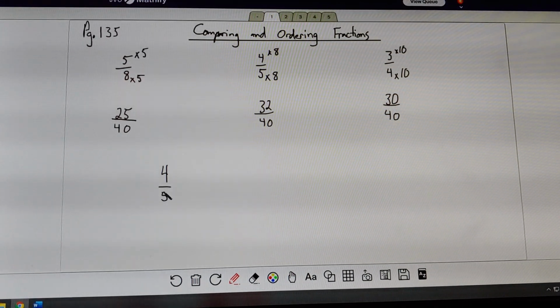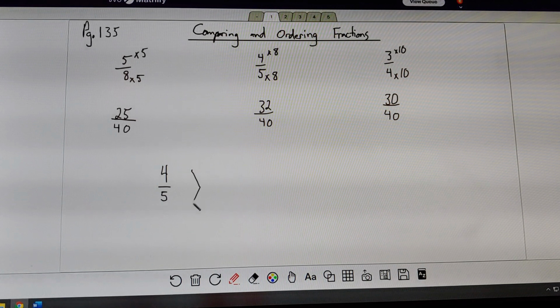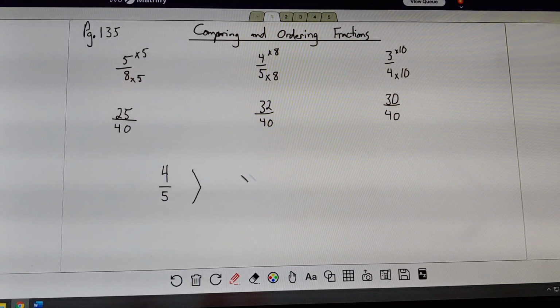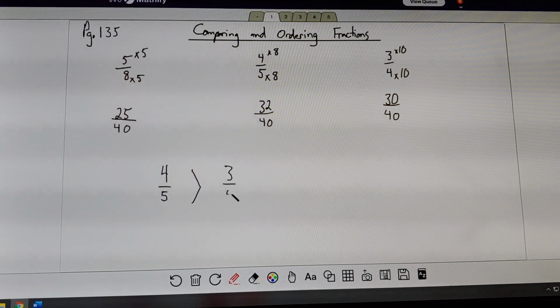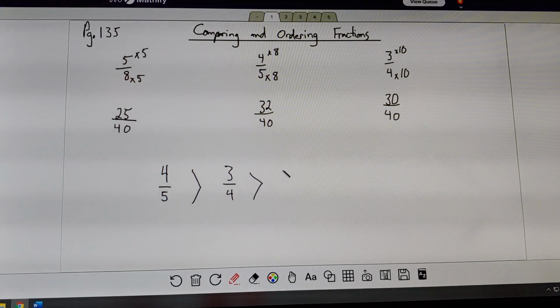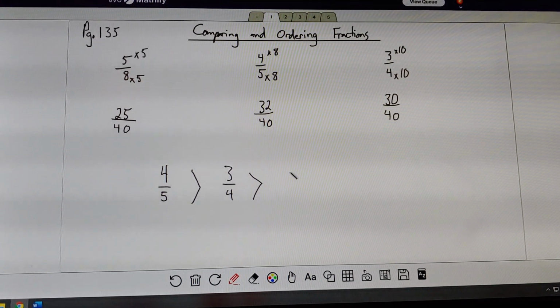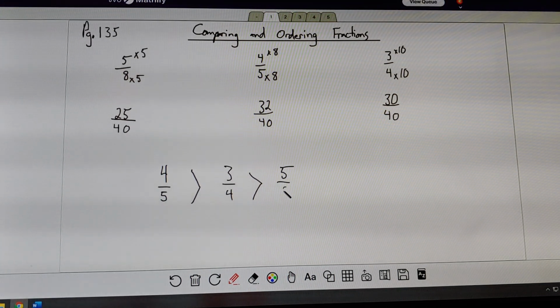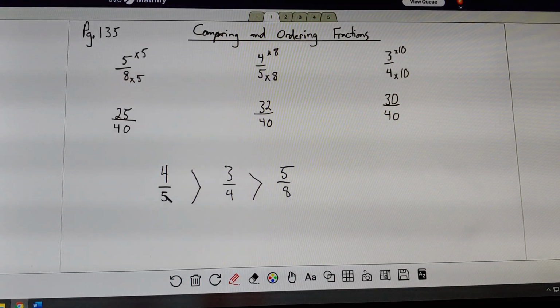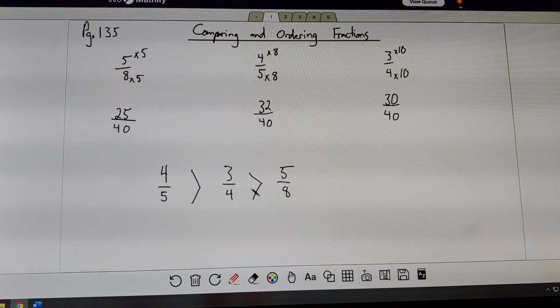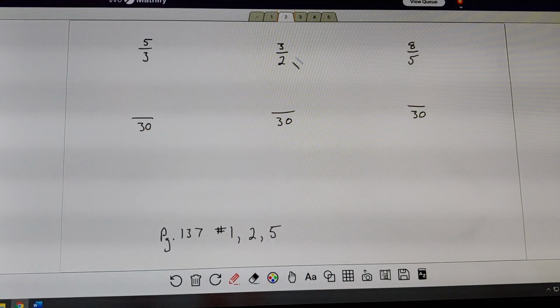4/5 would be the largest. And then next would be 3/4. And then 5/8. Okay, so 4/5 is greater than 3/4, which is greater than 5/8. So hopefully that's clear. We'll do another example.